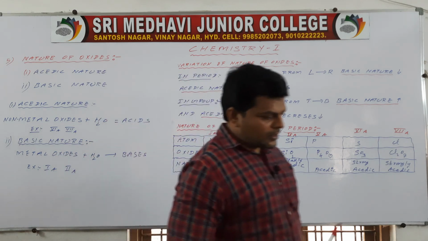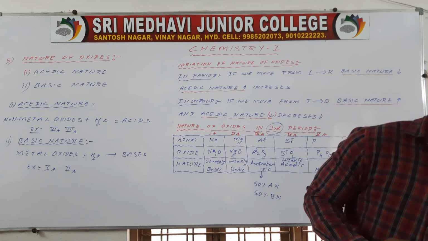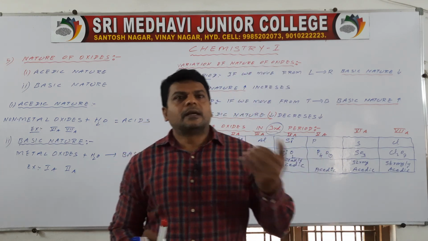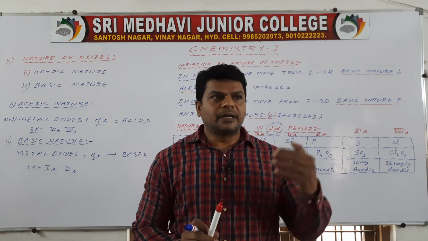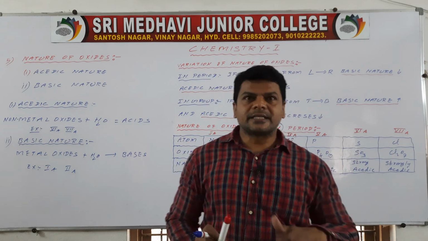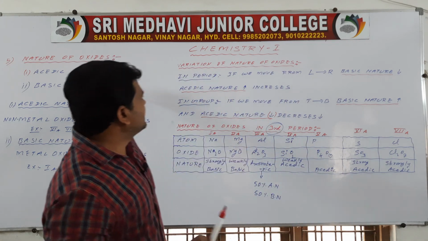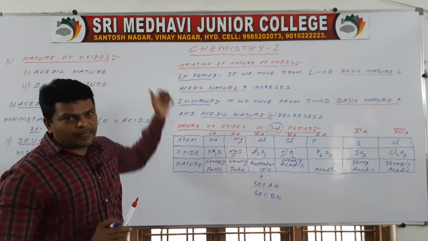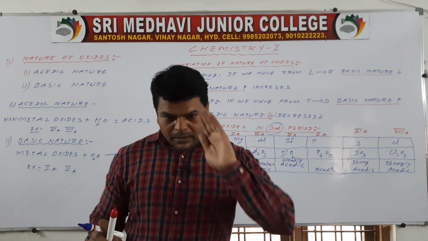Then we will discuss some more topics in this chapter: diagonal relationship, lanthanide contraction and valency. On discussing these topics, we will finish the periodic table, which is 8 marks. Got it? Good.